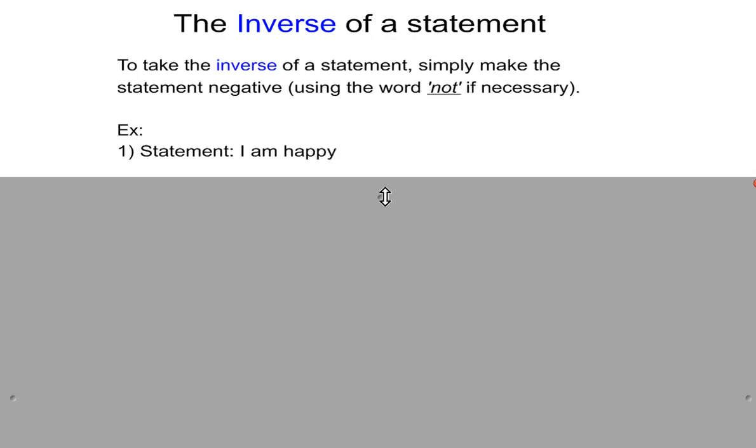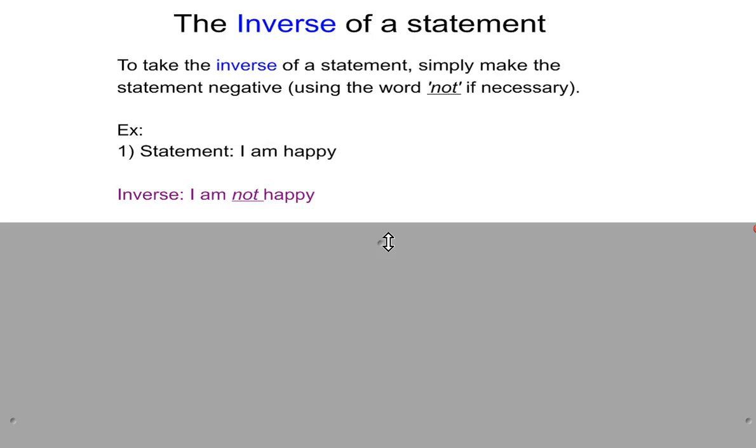So to negate that statement, what you say is, I am not happy. You don't want to say I am sad, because just because you're not happy does not mean you're sad. You might be angry. So the negation of I am happy is I am not happy, and that is the inverse. Let's take another example.